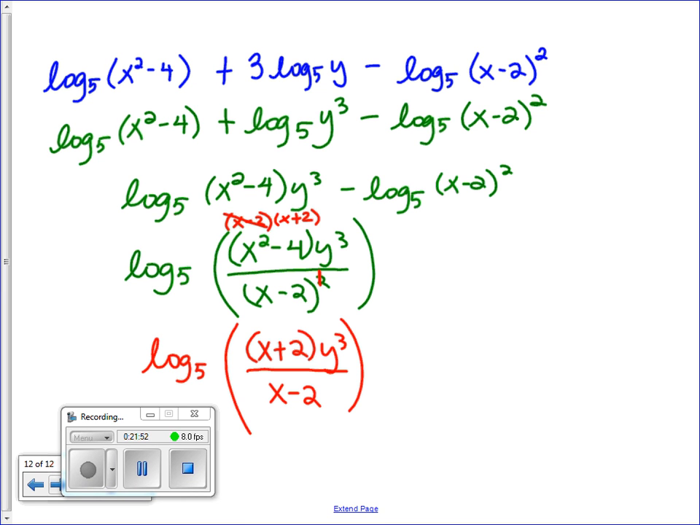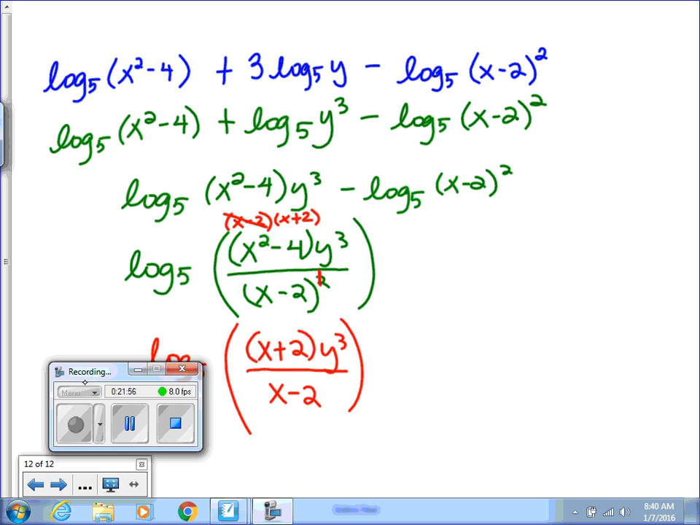Alright. So that's expanding and condensing. The last thing I want to show you is the change of base formula.